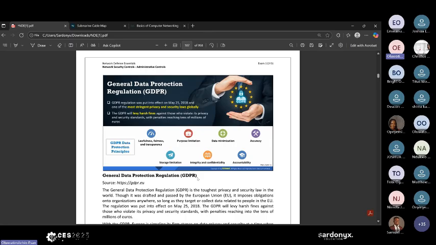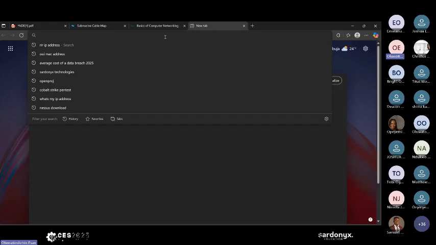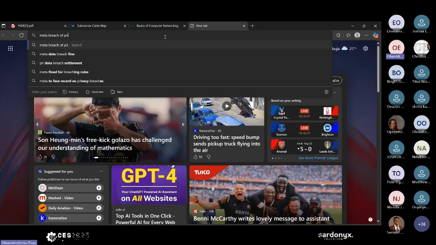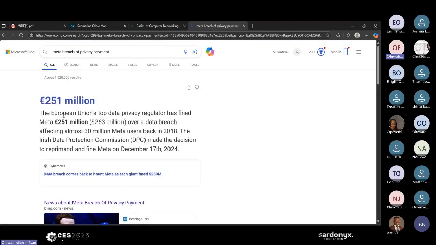And that's why you see even big companies have issues with this. For example, Meta. There was a time that Meta had to pay a lot of people regarding breach of privacy. Let me see if I can see that news case. I have a lot of news cases regarding that. Meta breach of privacy payment. Let me see if I can just see that. So you can see the European Union's top data privacy regulator has fined Meta 251 million. This was back in 2018. And the Data Protection Commission also reprimanded and fined Meta. This was 2024, just last year. It's at the time that Meta could actually monitor you offline.